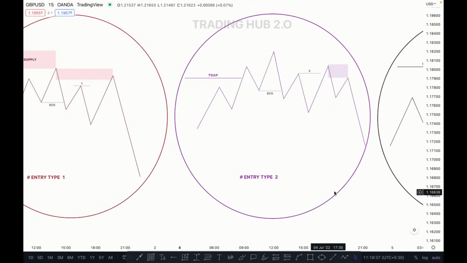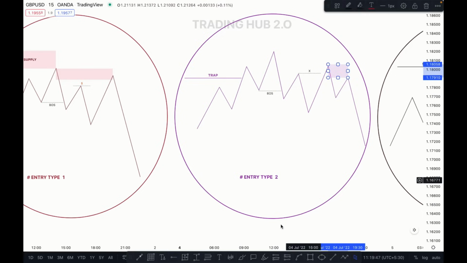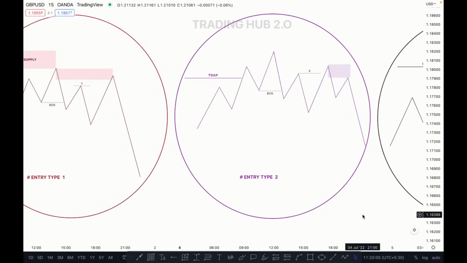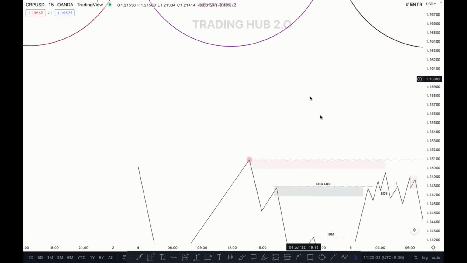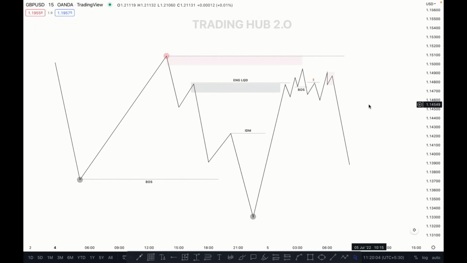And in entry type 2, market traps the buyers and sellers, and then breaks the structure, taken out high, and we can sell here, not here, because there is no mitigation. That's why we are not willing to sell here. We are interested to sell here, and this is a high probability, correct? So this is entry type 2, and let me show you how entry type 3 actually works, okay?